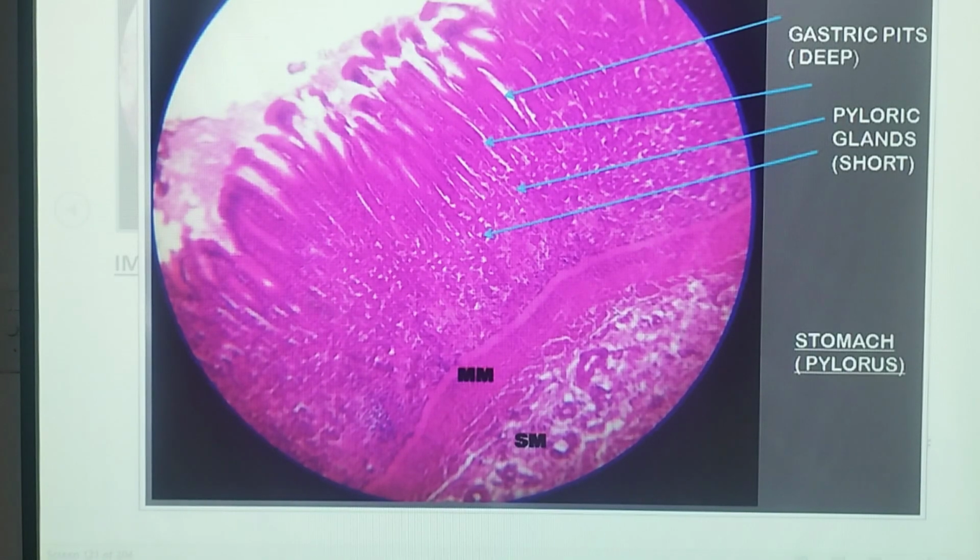So what are the important identifying points of histology of stomach at the level of the pylorus? You have the gastric pits, which are quite deep. The lining epithelium is simple columnar epithelium. You have short pyloric glands, and then you have a prominent muscularis mucosae. Now this will help you to identify this slide as the histology of the stomach at the level of pylorus.